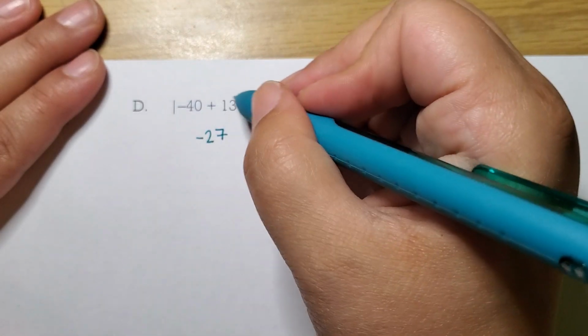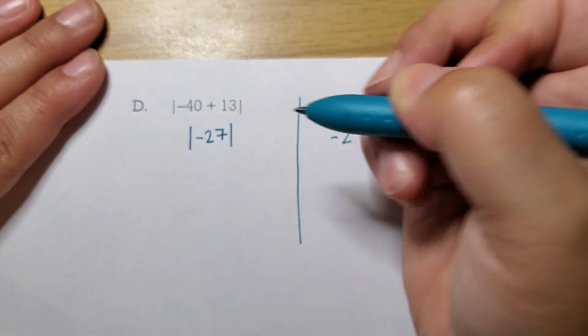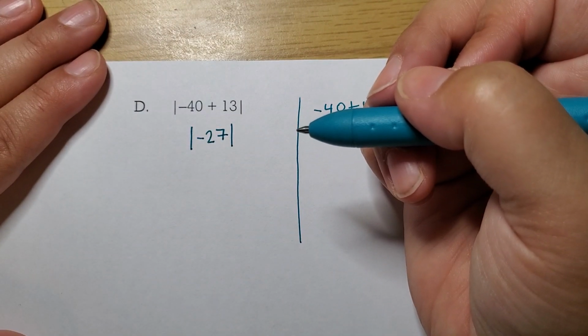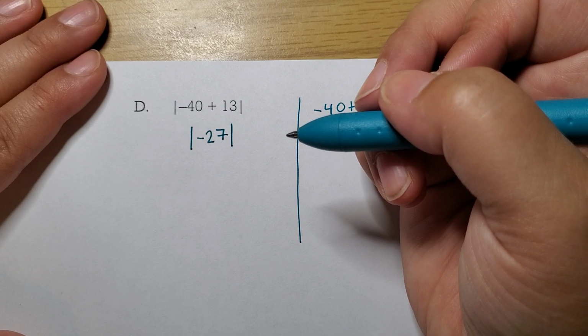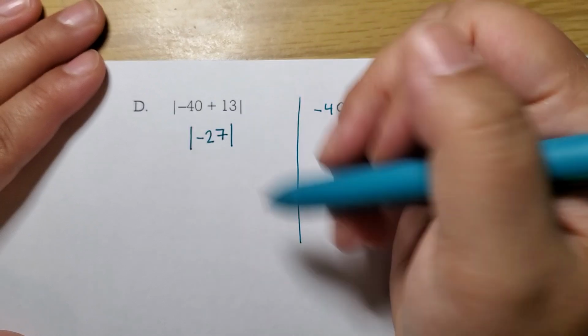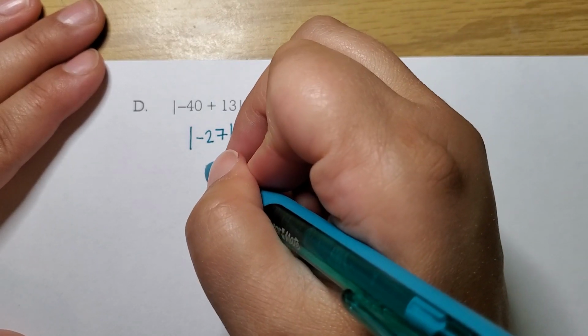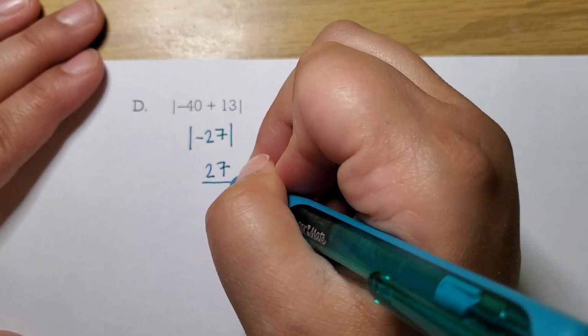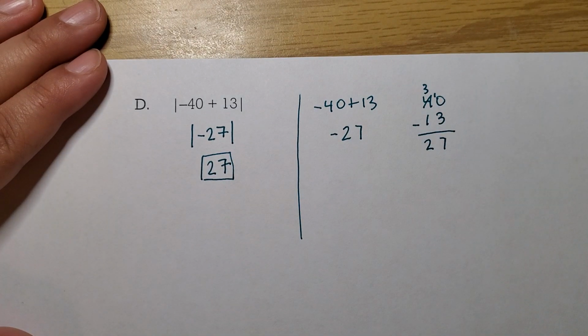And then we have these absolute value bars that we want to bring down. Now remember what an absolute value does is it just makes whatever's inside positive, okay? Or whatever single number is inside positive. So this will become a positive 27.